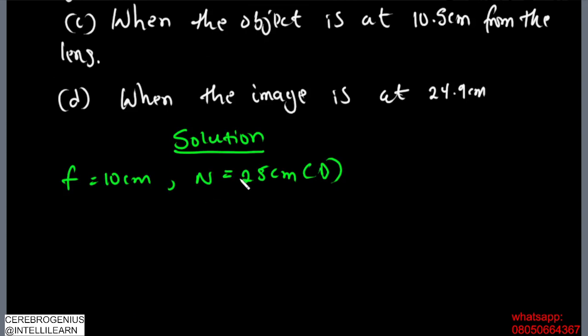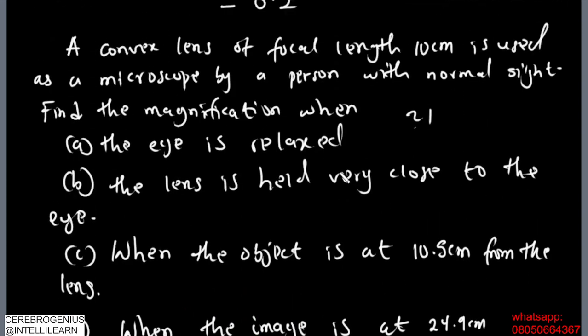What it means is that you are supposed to keep in mind all the conditions for a microscope, which are that the object can come within the near point, but the image formed can never go beyond the near point. It's not possible for the image formed to go beyond the near point.